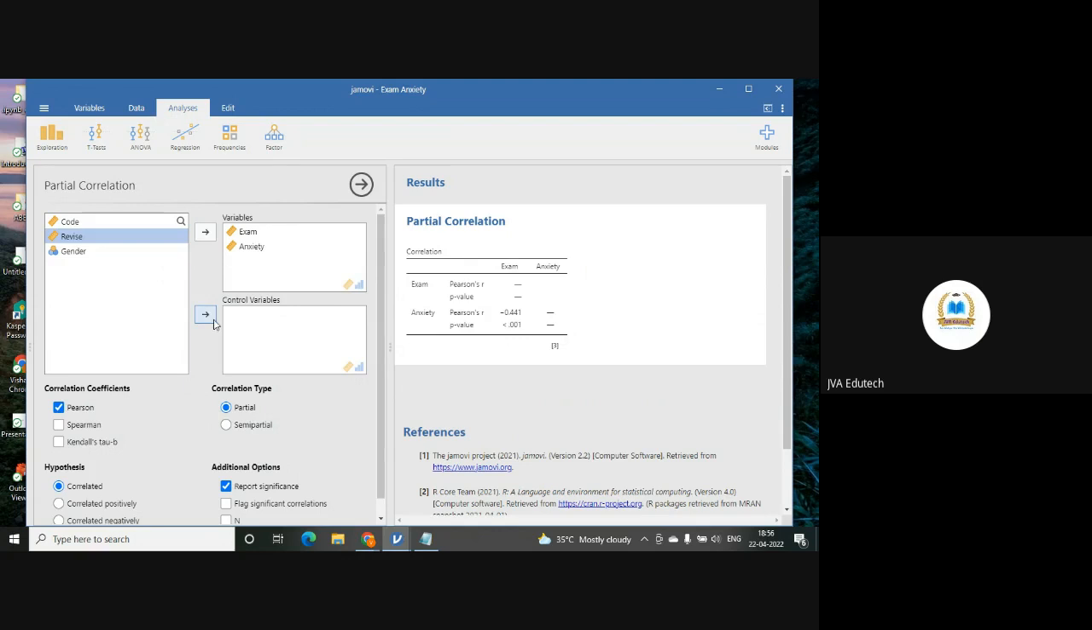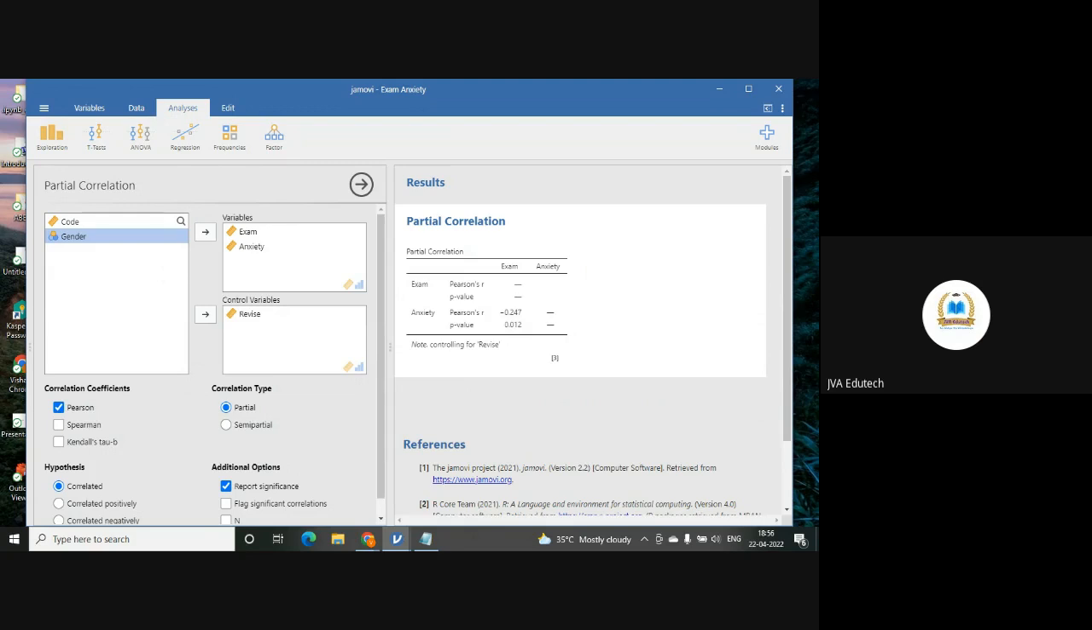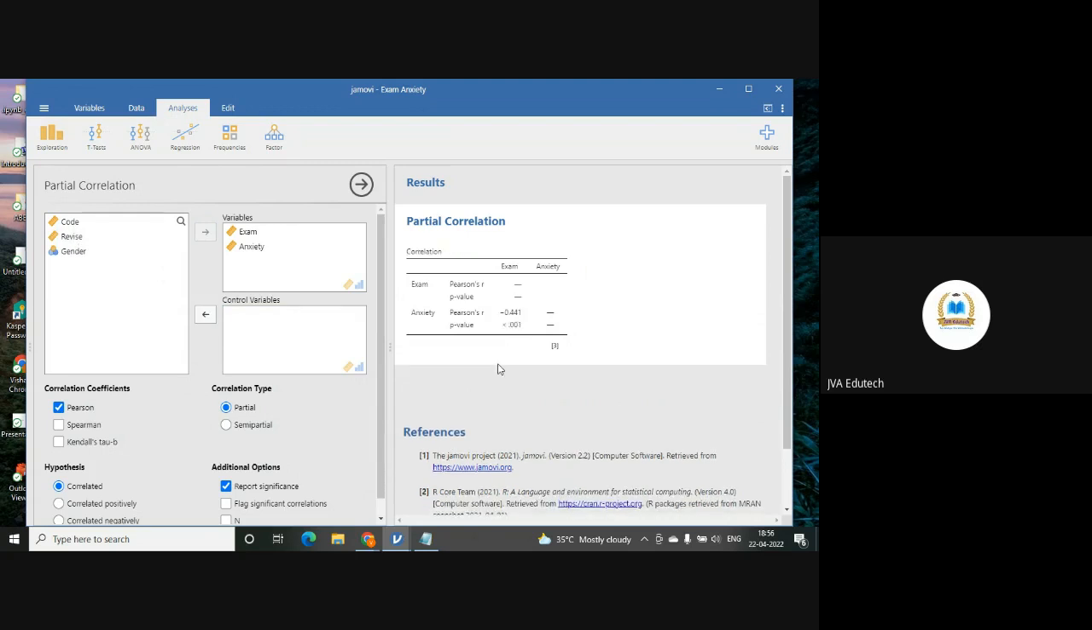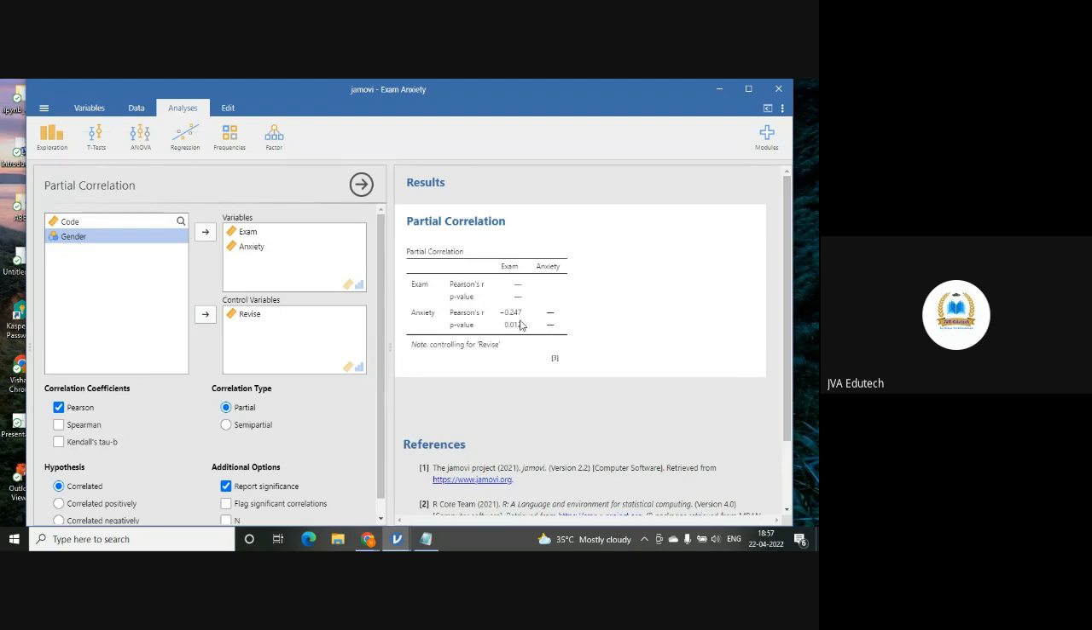See, now we'll put revision as a control variable. See now what is the relationship? Simply see, initially there was a negative relationship between anxiety and exam performance. If anxiety increases by 1 unit, exam performance decreases by 0.44 units, or 44.1%. Now when we put revision as a controlled variable, what is the effect of anxiety on exam? It has decreased. Now if anxiety increases, exam performance only decreases by 24.7% when revision is controlled.